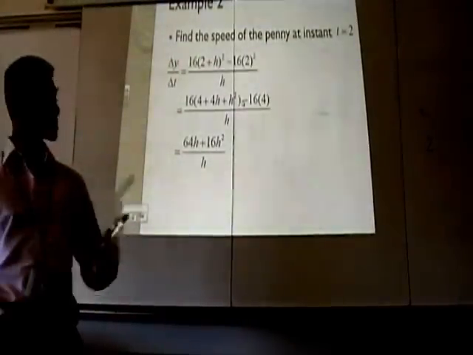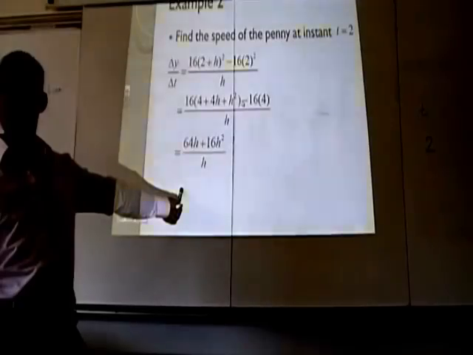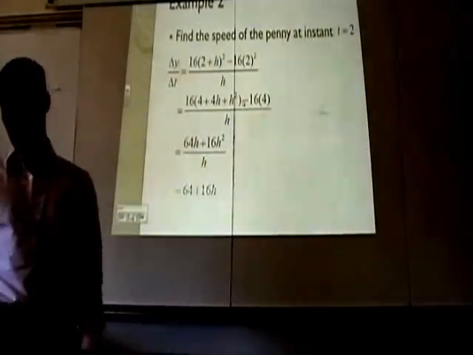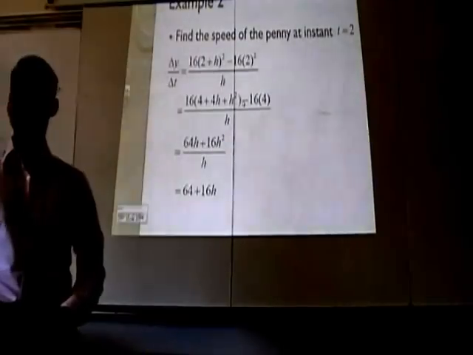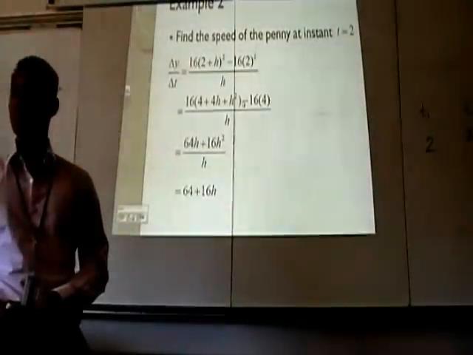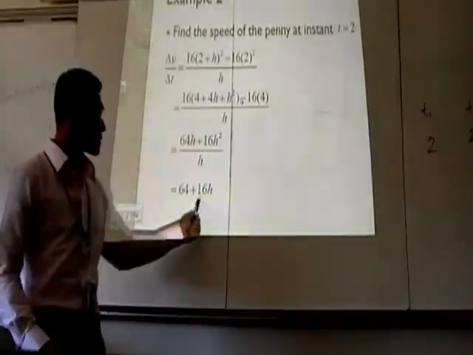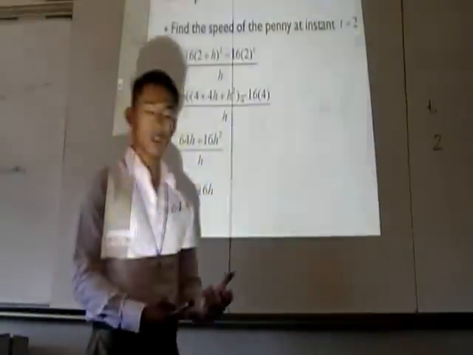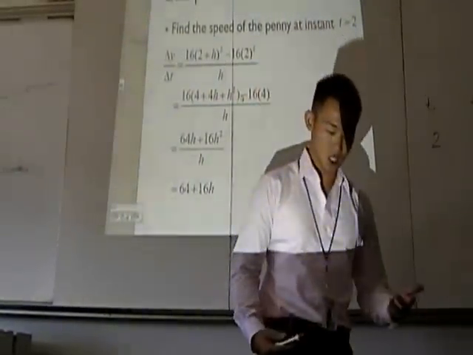Any questions up to this point here? We can cancel out some of the h's. So we get 64 plus 16h. Any questions as to how I got to this part? Okay, so this is the speed. But we don't really know what that means yet, because we don't know what h is.